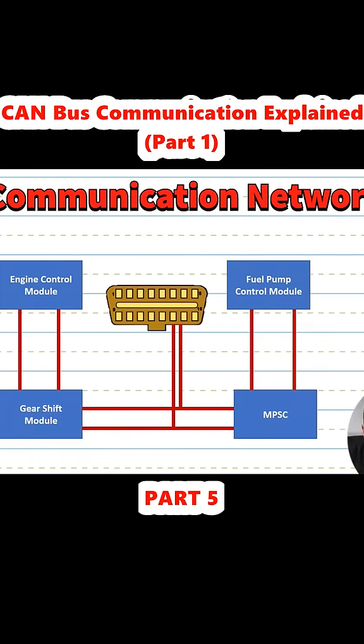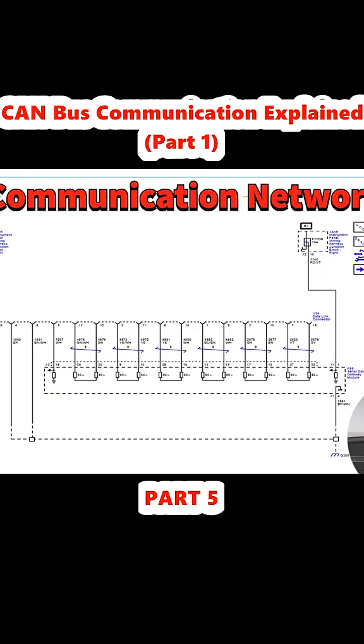This is what we're used to diagnosing, and this is how a lot of the classes still depict it. And it's just not going to get you anywhere. We used to have the DLC here, and pins 6 and 14 went right to the high-speed CAN bus, so we'd go there and we'd test. Well, this is what the DLC looks like on this car.